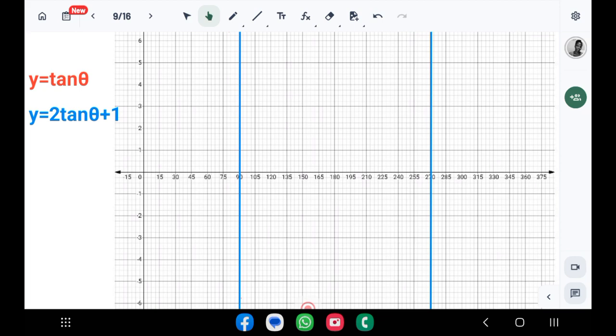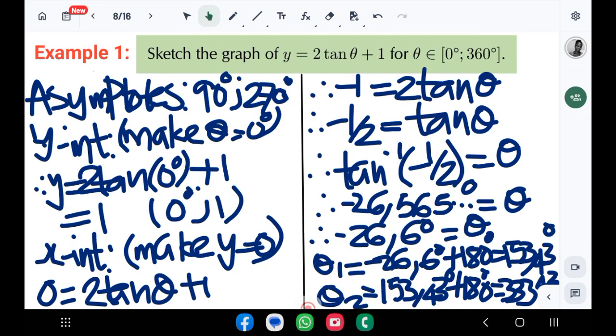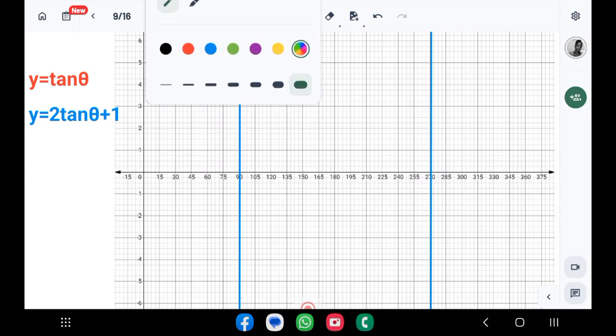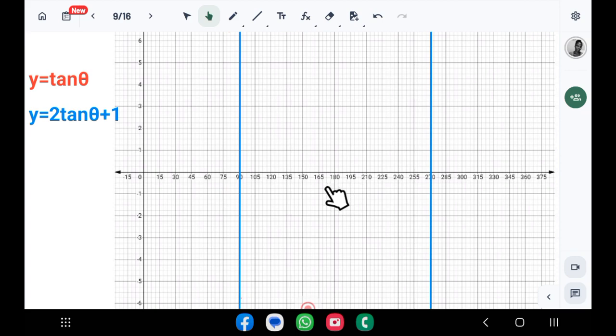Okay, the first x-intercept is at 153.43, so that's somewhere about here, just there. Okay, the next one, 333, that should be somewhere there. They are 180 degrees apart. All right.